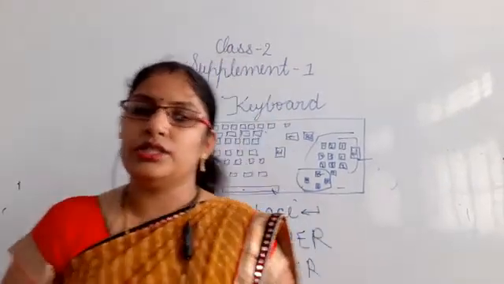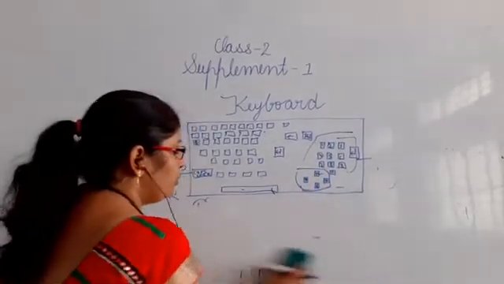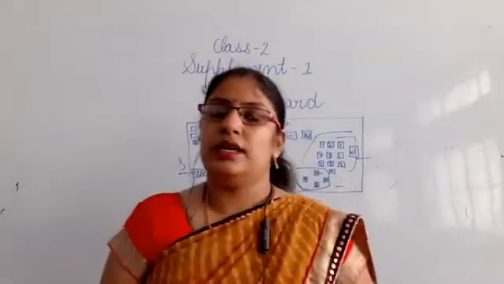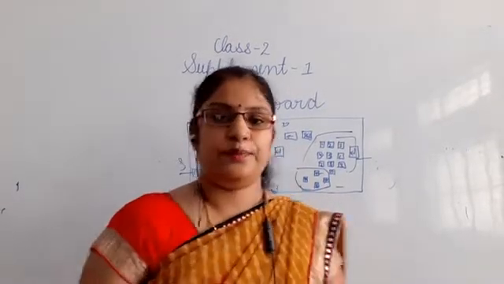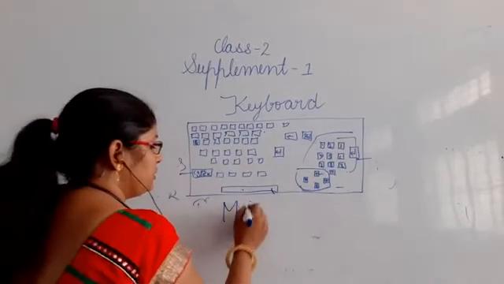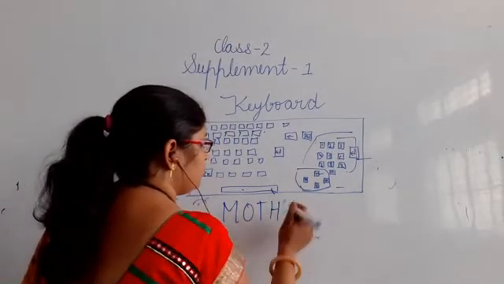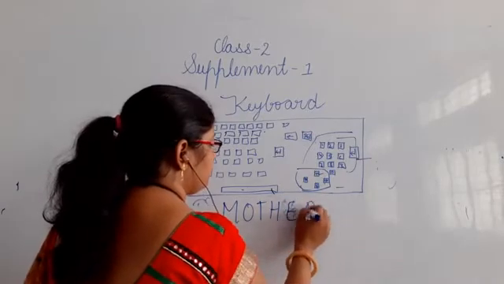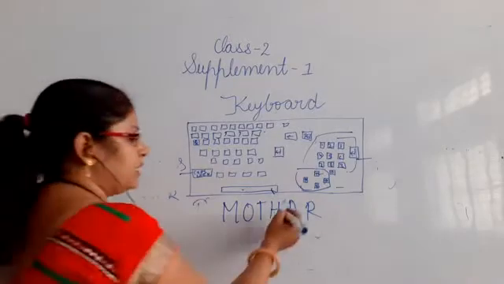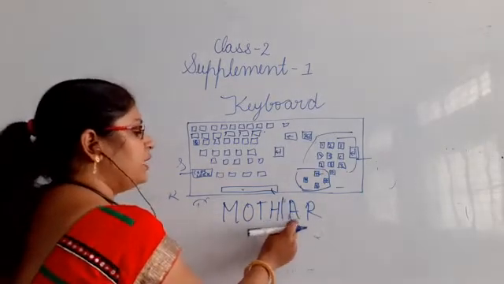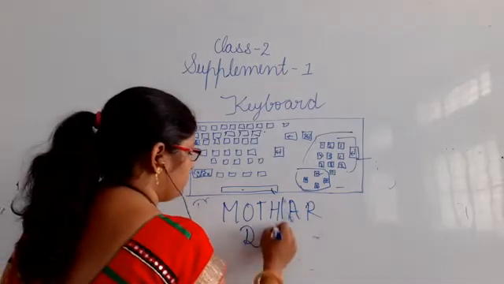Then next is the delete key. The delete key is used to erase the letters that are typed on the right of the cursor. Suppose the cursor is here. I want to erase the letter A. Then I will press the delete key.